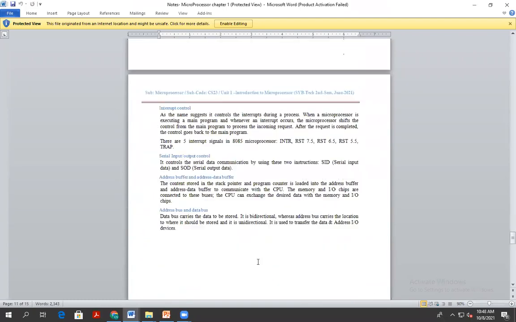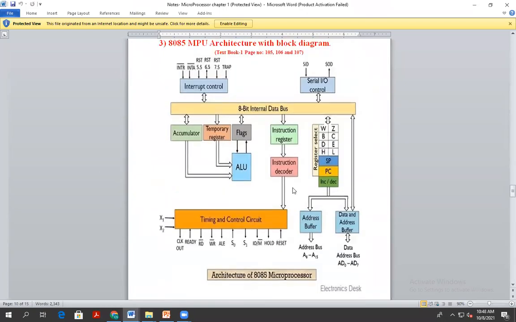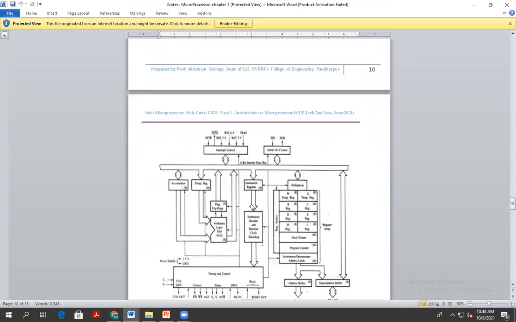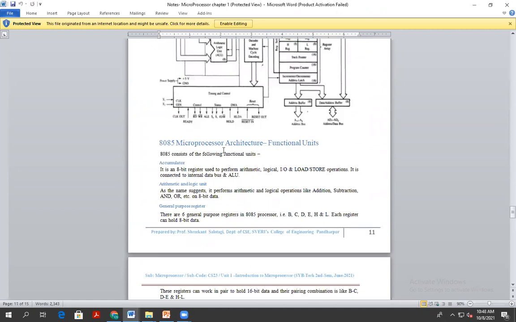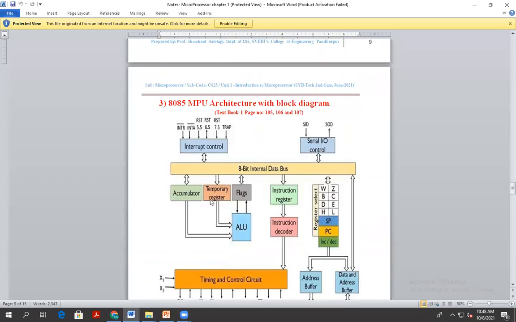Now I will go through these explanations. Okay. So after knowing this building, now you have to imagine each and everything, how it is going to be working. Now come to the working functionality. So in the 8085 microprocessor architecture, all the functional units. So here, first, the accumulator. I'll start with the accumulator.